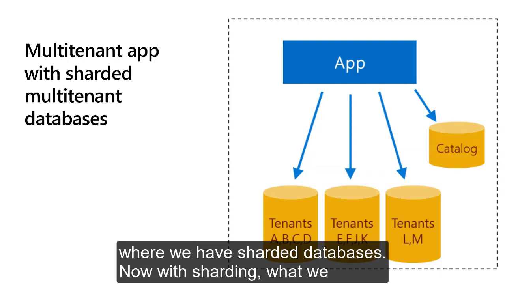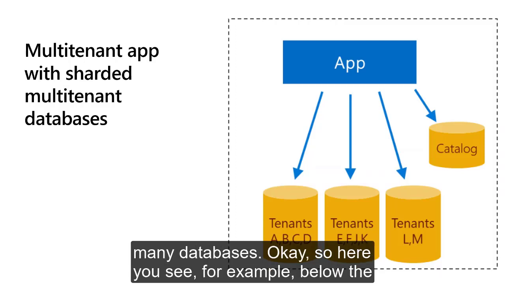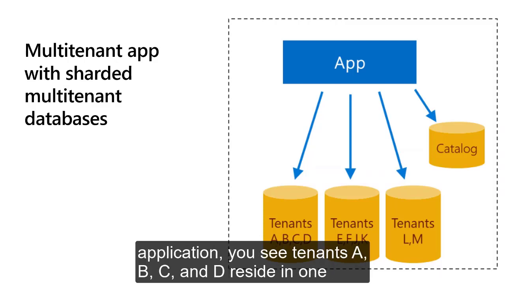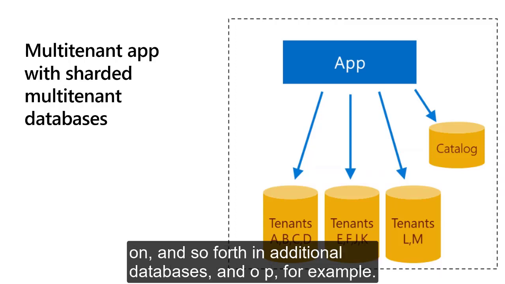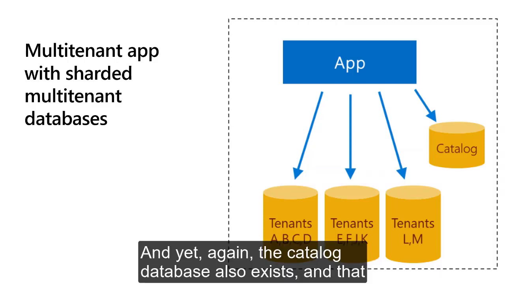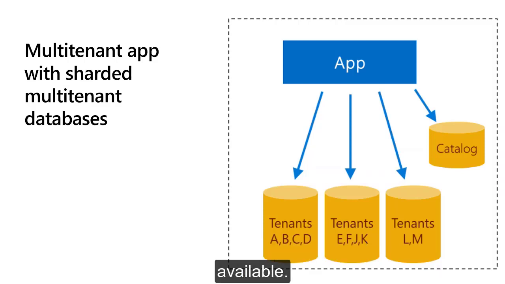Now with sharding, what we essentially mean is that each tenant will reside in one of many databases. Okay, so here you see, for example, below the application, tenants A, B, C, and D reside in one database, E, F, J, and K in another database, L and M, and so on and so forth in additional databases, N, O, P, for example. And yet again, the catalog database also exists, and that will exist across all of the different scenarios that are available.